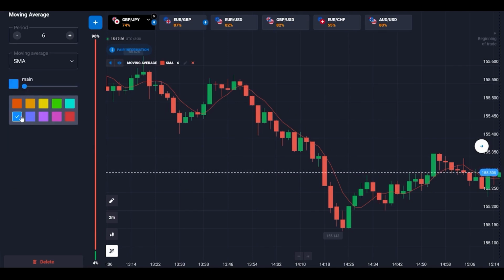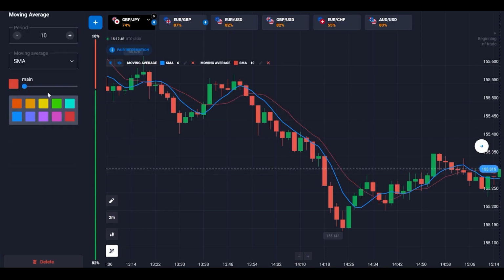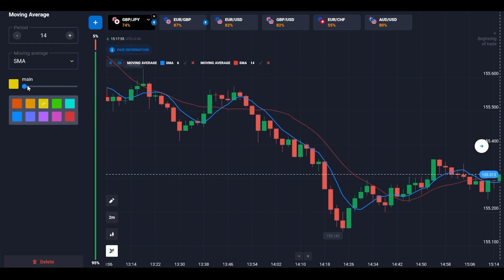Let's set the color to blue, and make sure you choose 3 different colors for each moving average so that it's easy to distinguish them on the chart and you'll know which period corresponds to which color. I'll also make the line a bit thicker so it's easier to see in the video. Then we go back and add another moving average to the chart. This time we set the period to 14, again keeping it as SMA. I'll set the color to yellow and increase the line thickness for better visibility.